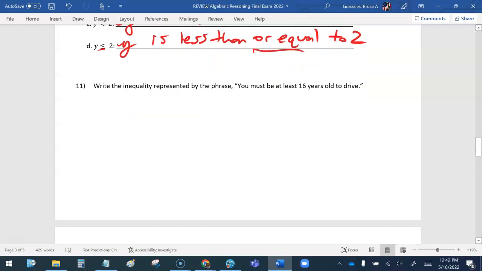Write the inequality from the phrase: you must be 16 years or older to drive. Okay. You must be at least 16 years old to drive. x must be greater than or equal to 16. If the least you can be is 16, then you can be greater than 16 and equal to 16.